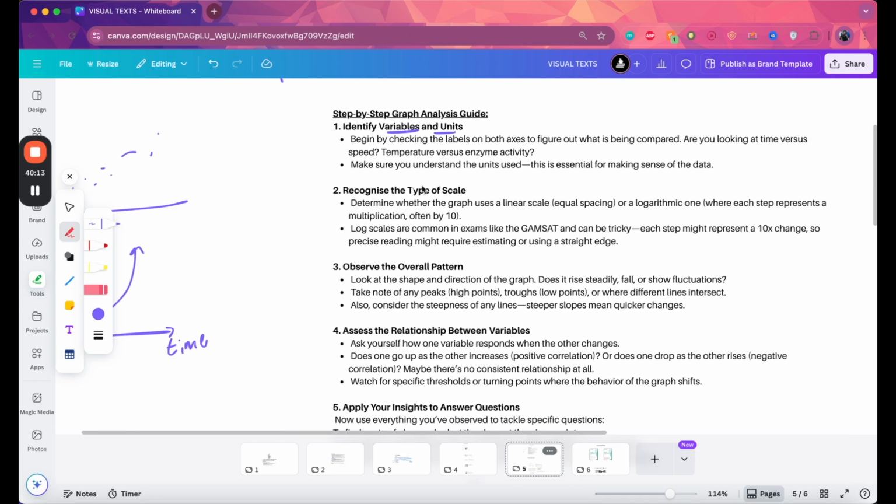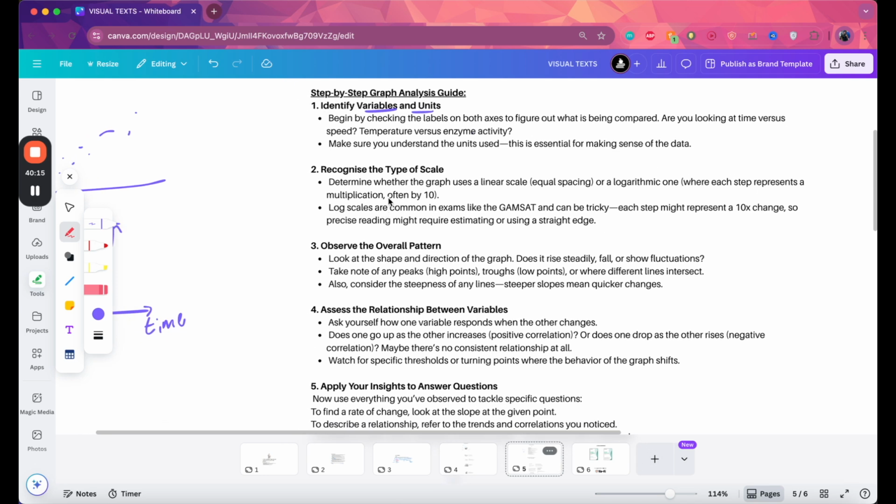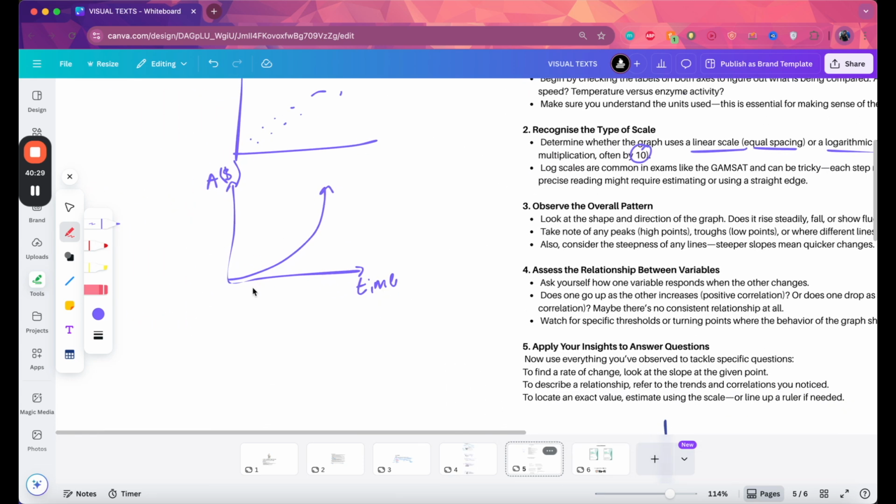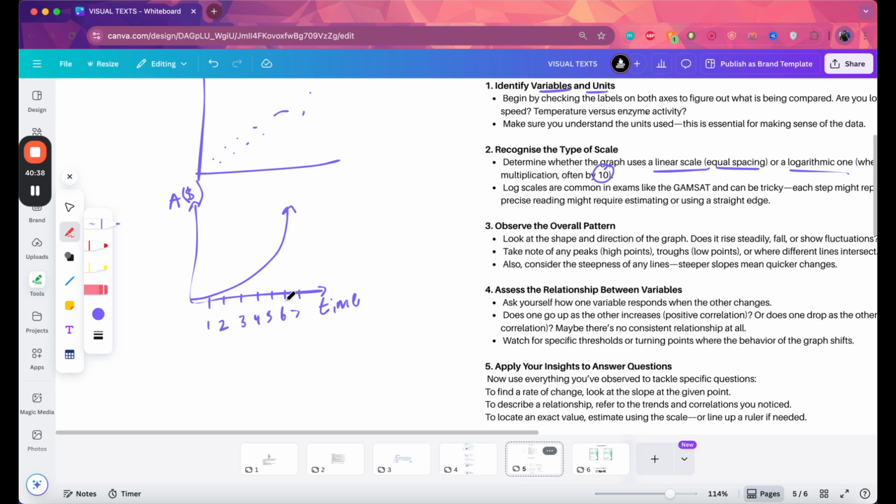Next, you want to recognize the type of scale that they're using. So determine whether the scale is linear, so equal spacing, or logarithmic, where each step represents a multiplication by, usually, 10. A linear scale is probably what you're already used to. You just see the same increments on the same kind of area. So maybe these are all equal increments, like 1, 2, 3, 4, 5, 6, 7.